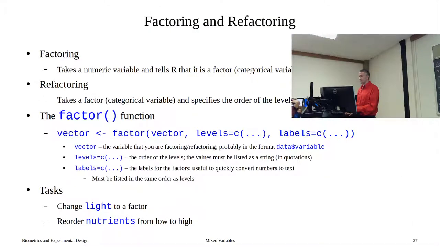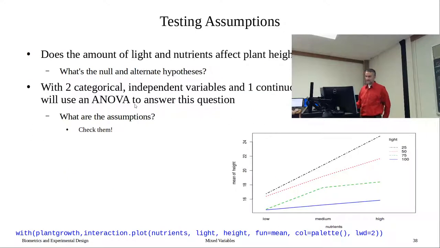All right, so now that we have it in, we have our data set. Now we're ready to start addressing this question. Does the amount of light and nutrients affect plant height in our beans? So in terms of the null and alternate hypothesis, what's our null hypothesis to answer this question? Yep, the means are equal. Always, the means are equal.